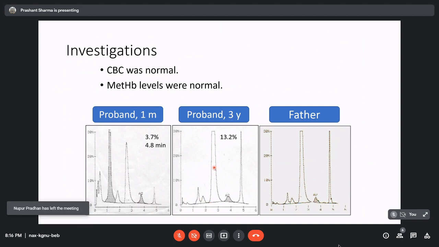She has predominantly adult hemoglobin, but a variant peak of 13.2%. Her father's HPLC was also done, and it is virtually identical to the girl's. She has the same variant hemoglobin as her dad.